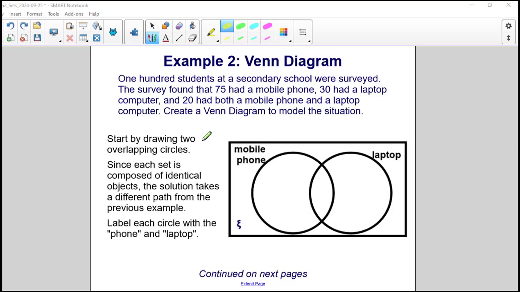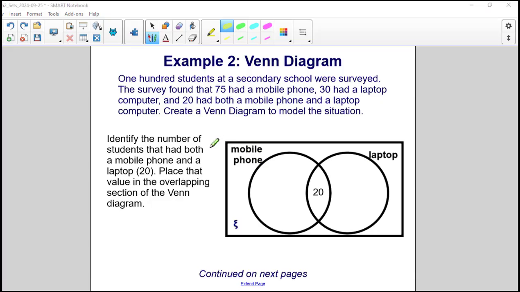Start by drawing two overlapping circles. Each set is composed of identical objects. The solution takes a different path from the previous example. We're going to label each circle with phone and laptop. So here we have mobile phone here labeled. In this Venn diagram, it represents the mobile phone. Here we have a label for laptop. And don't forget, we have the label here for our universal set. This represents the entire school population.